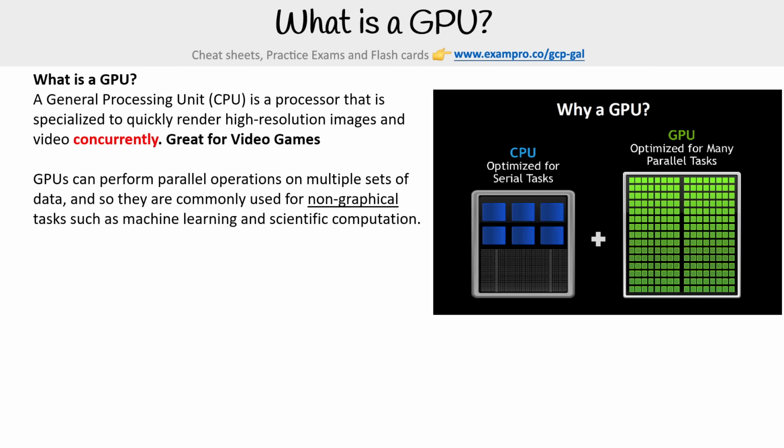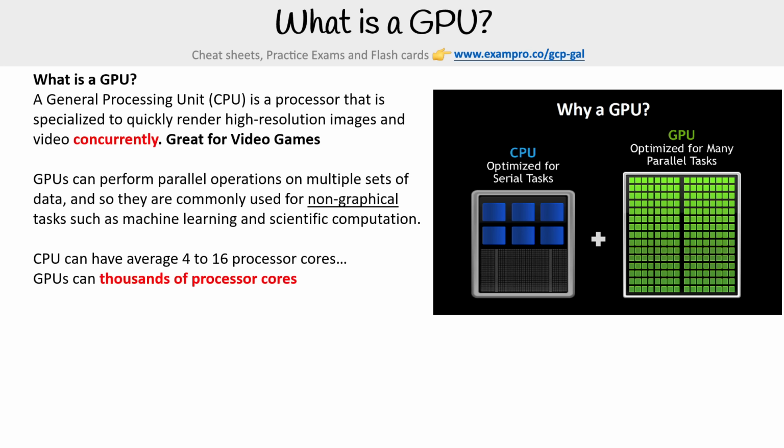And so we have a graphic there on the right-hand side. I think I got that from NVIDIA. They're trying to demonstrate the difference between the parallelization with GPU versus serial tasks with CPU, but let's read a little bit more. CPUs can have an average of 4 to 16 processor cores. GPUs can have thousands of processor cores. How that works, I have no idea, but I just know that that's how it works. So 4 to 8 GPUs can provide as many as 40,000 cores. So that is a lot.